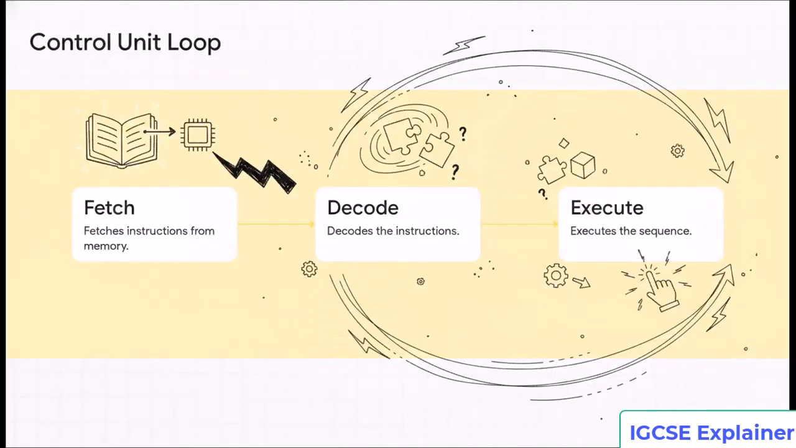And that traffic director, the control unit, is constantly running a lightning-fast 3-step engine loop just to keep the entire system alive. Step 1, it fetches instructions from the computer's memory. Step 2, it decodes those instructions so the machine actually understands them. And step 3, it executes the sequence, directing the other components on exactly what to do. Fetch, decode, execute. Boom, boom, boom. This loop literally happens billions of times a second.